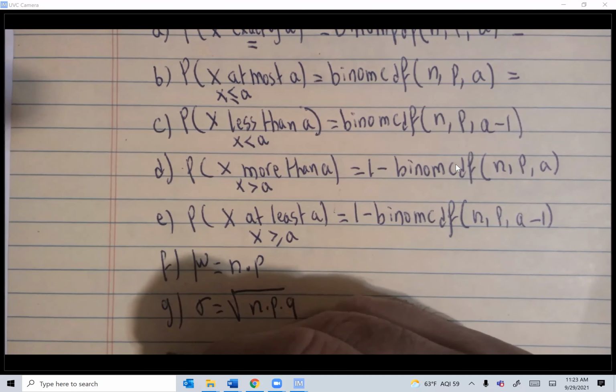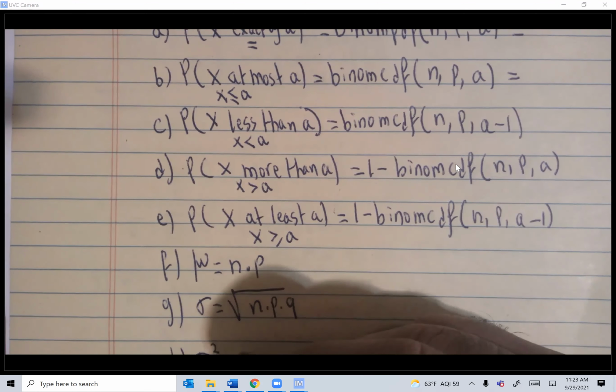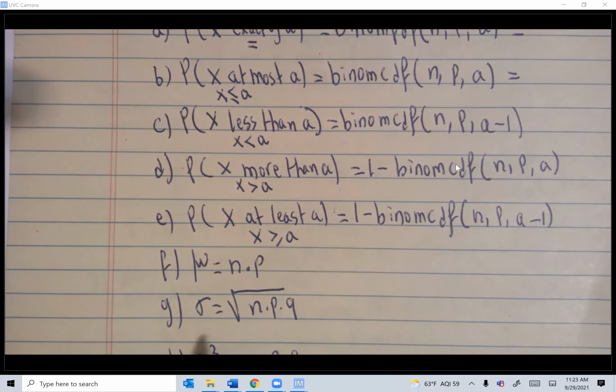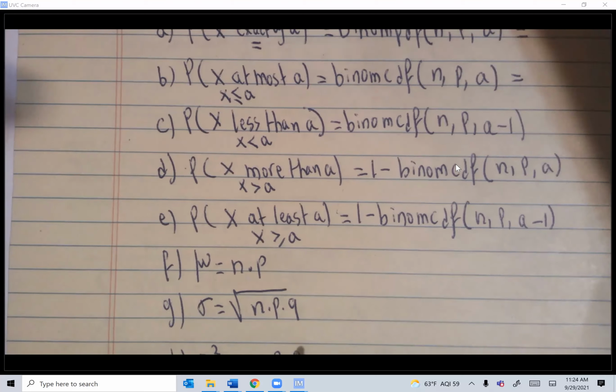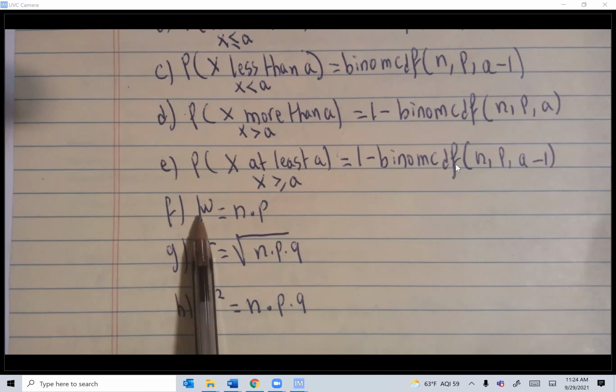And if you want the variance of the binomial distribution, it is n times p times q without the square root. The square root is the standard deviation right here. And the variance, guys, is without the square root. Sigma squared is n times p times q. But I think most of the time he'll be asking you to find the mean and the standard deviation.